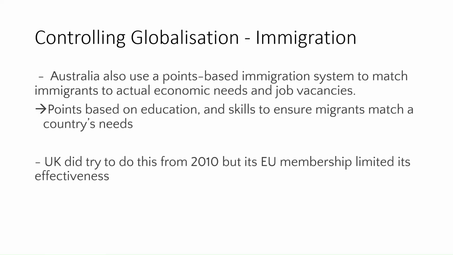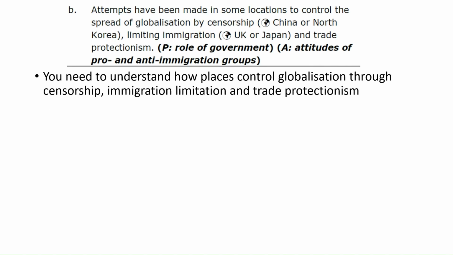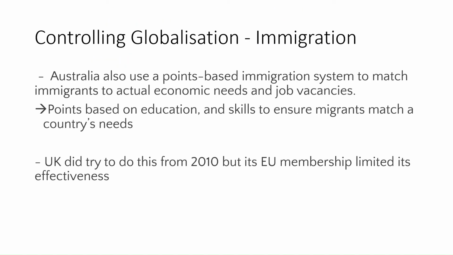So what countries can do, like Australia, is use a point-based system for immigration to match immigrants to actual economic needs and job vacancies. Points are based on education and skills to ensure migrants match a country's needs. This obviously makes it a lot harder for low-skilled migrants to make it through borders and border patrol. It's just a way of ensuring this point-based system. Like I said, you limit the amount of people coming in.